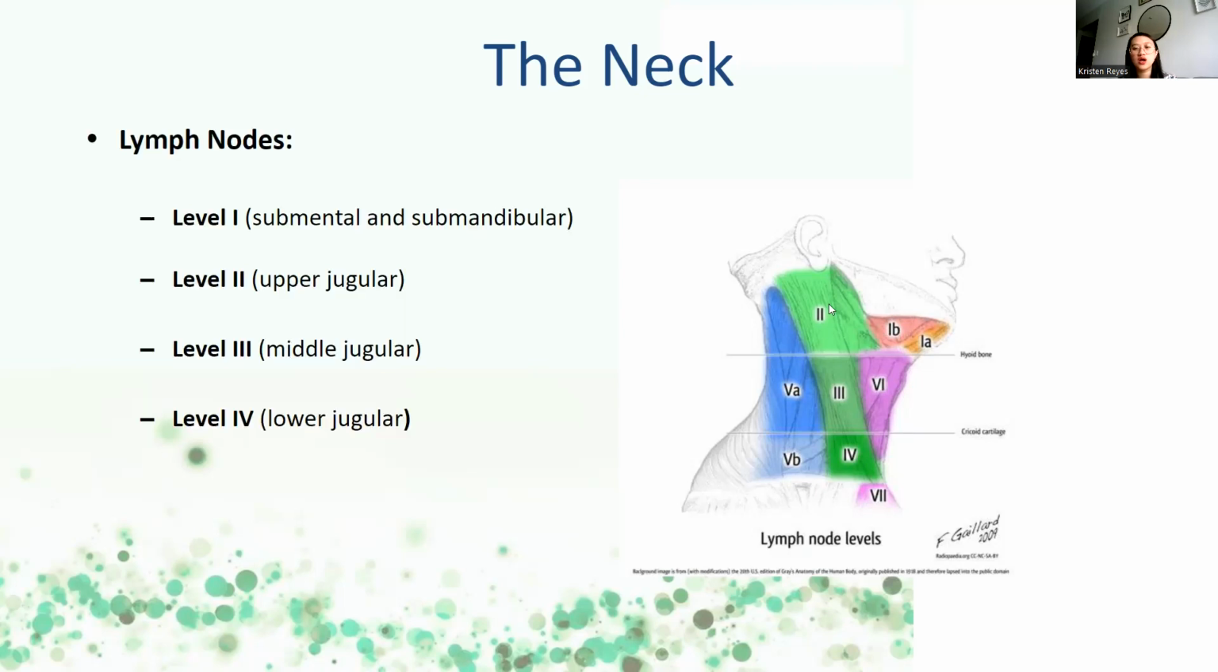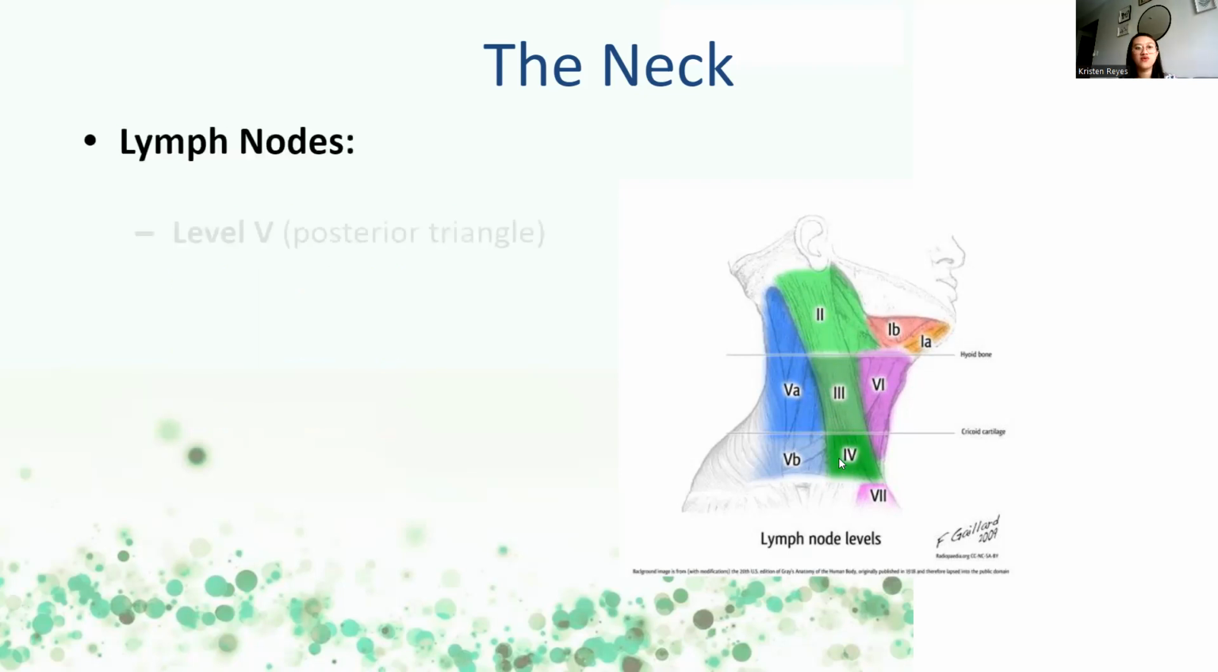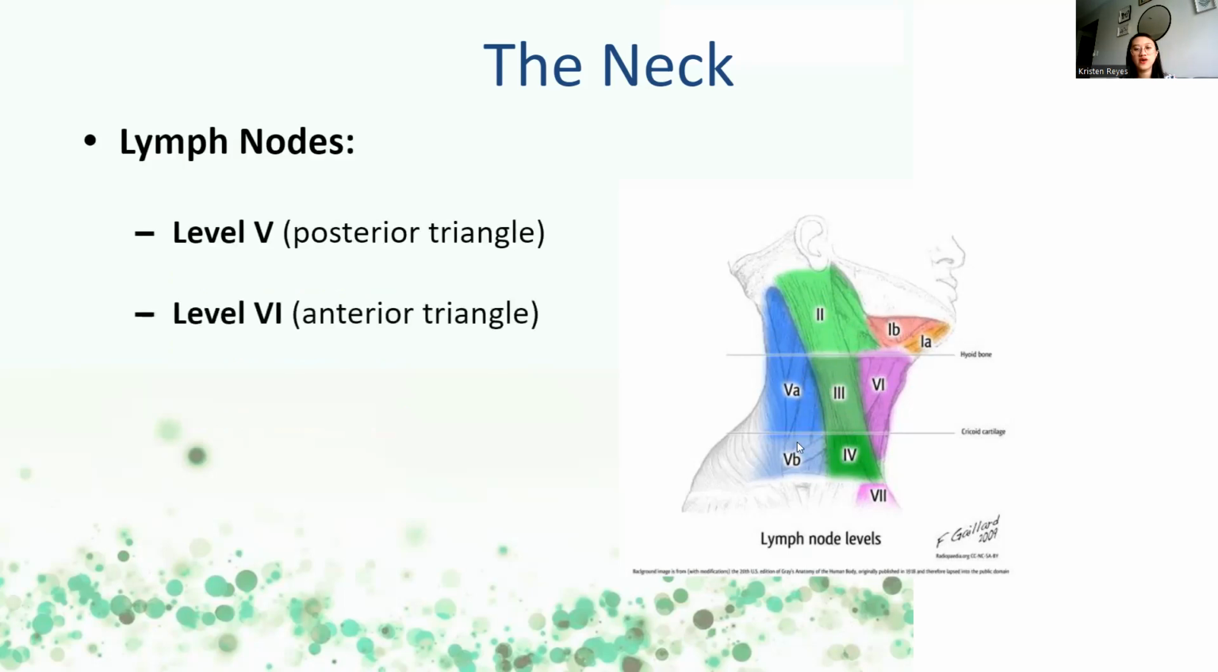Level 2 is your upper jugular. Level 3, middle jugular. Level 4, lower jugular. Okay, again, 1A submental, 1B submandibular, 2 upper jugular, 3 middle jugular, 4 lower jugular. 5A, 5B, this is your posterior triangle, posterior to your sternocleidomastoid. Anterior to your sternocleidomastoid is your level 6 or anterior triangle. And lastly, level 7 is superior mediastinal.